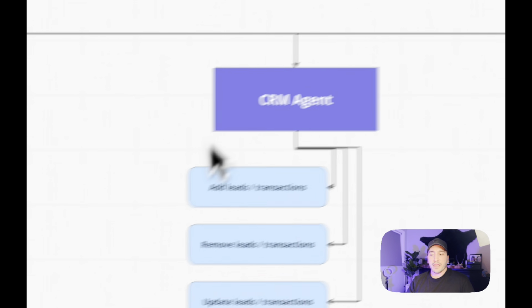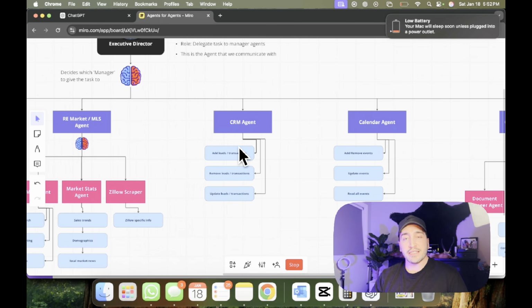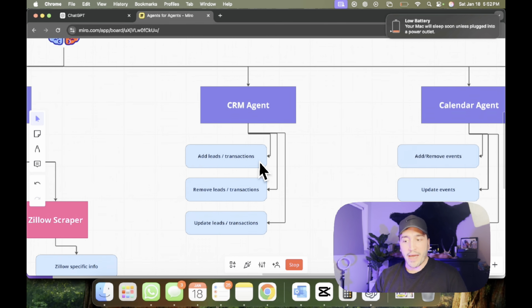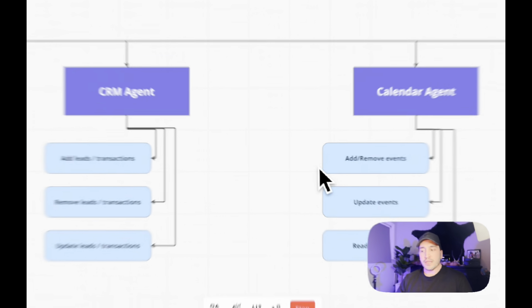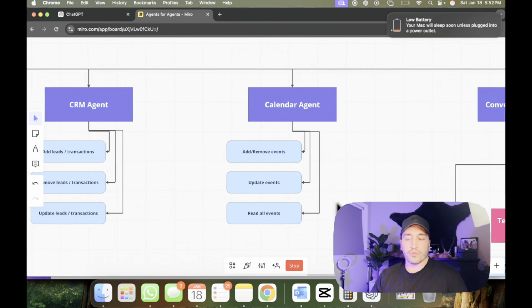Then you have a CRM agent. This one doesn't have as many jobs to perform, so he doesn't have any sub-agents underneath him. He just has tasks, which are to add leads or add transactions, remove leads and transactions, and update leads and transactions in your CRM. Same with the calendar agent. You can add and remove events, update events, and read all of your events.